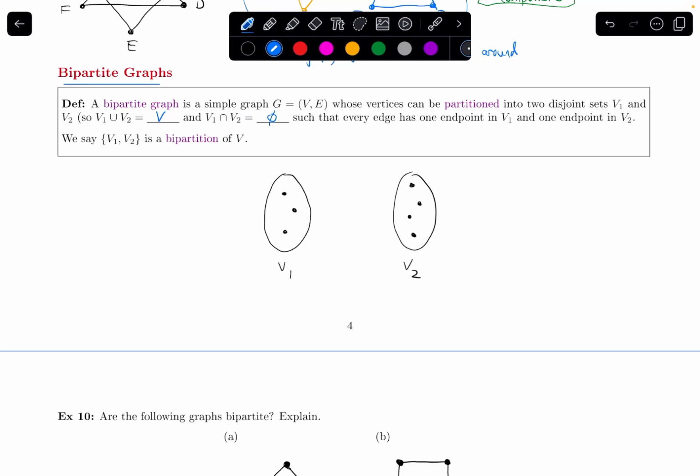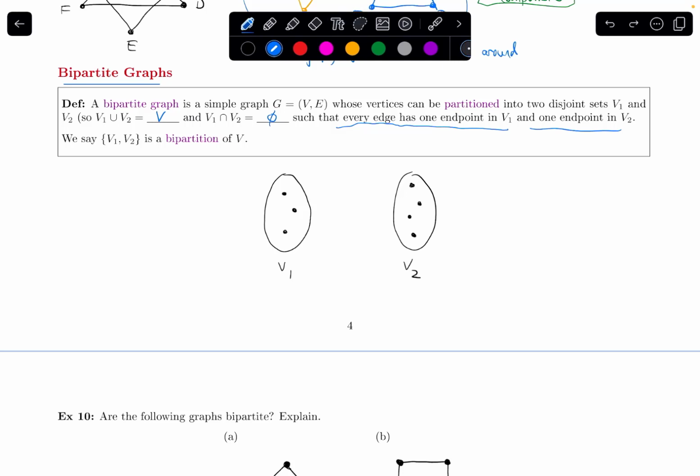So what that means is my graph would look something like this, V1 and V2, the two sets of vertices. There's no overlap between the two. But if I put them all together, if I union them, that gives me my set of all the vertices of the graph. Okay, what else has to be true about a bipartite graph? It says that every edge has one endpoint in V1 and one endpoint in V2.